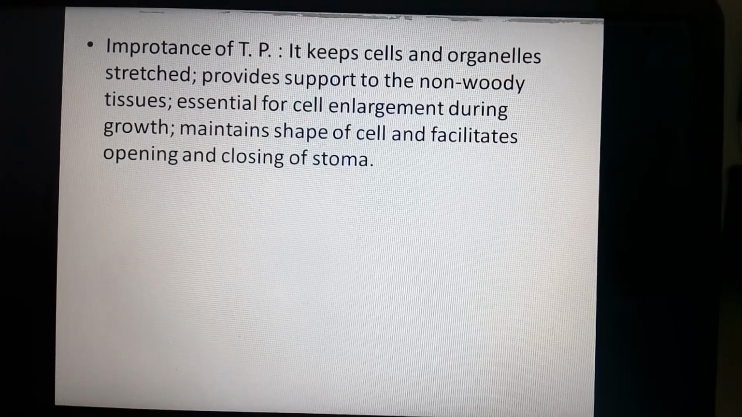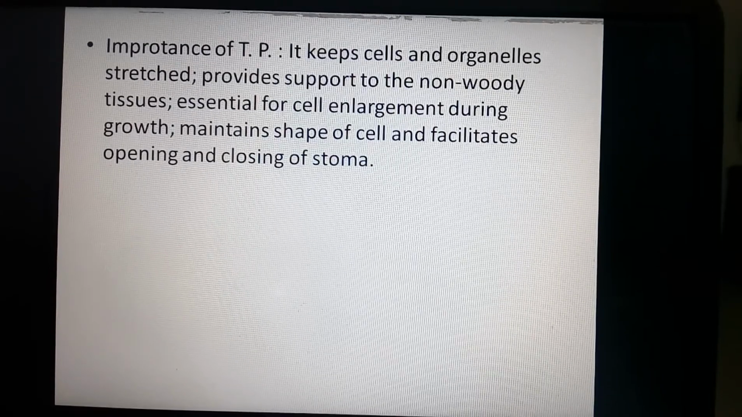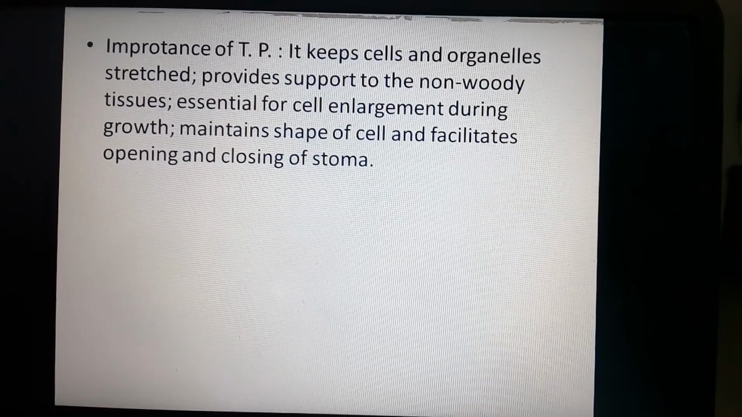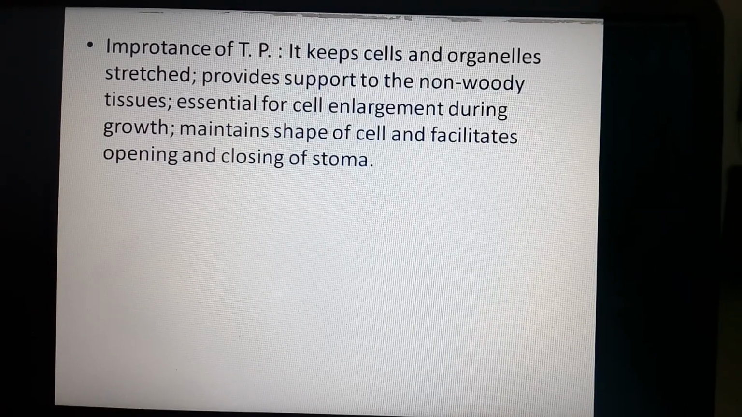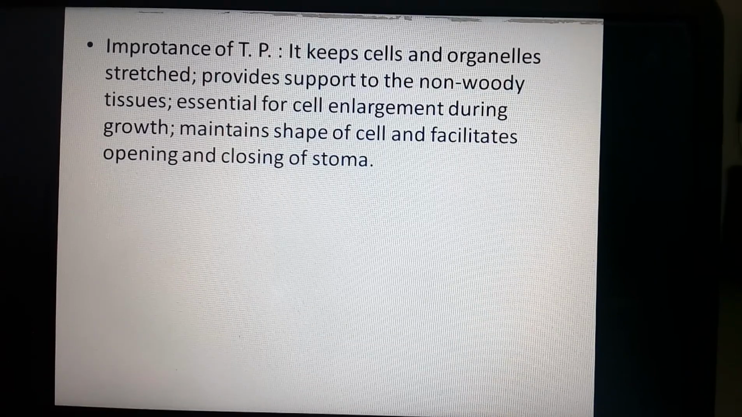It helps to maintain the shape of a cell. As in the previous diagram we have discussed, in a plasmolyzed cell, the plasma membrane and inner cytoplasm get shrunken, so they can't maintain their shape. As the cell wall is rigid, that's why we can observe it shows a polygonal structure. This turgor pressure is also helpful for the mechanism of opening and closing of stomata. As turgor pressure increases, stomata open. As turgor pressure decreases, stomata close.